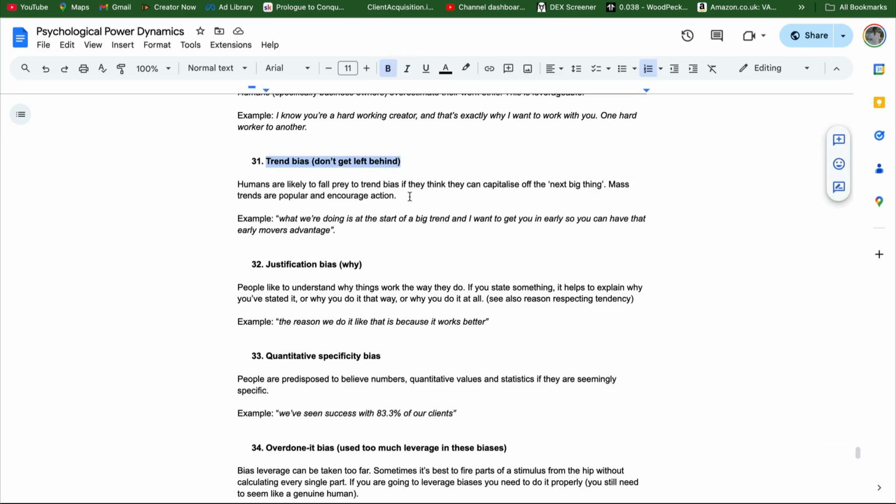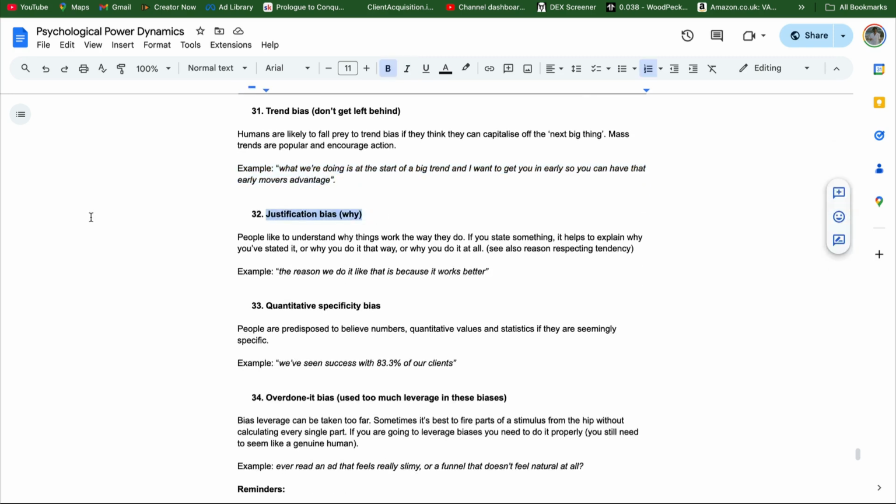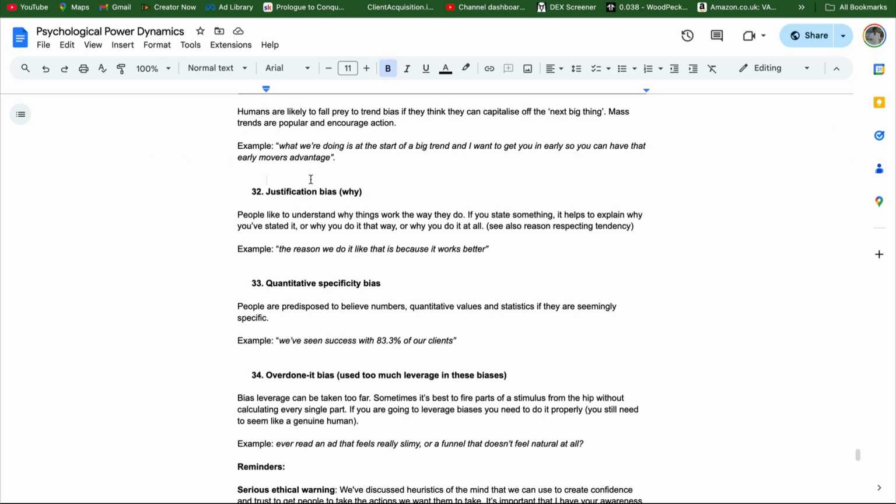Trend bias. Humans are likely to fall prey to trend bias if they think they can capitalize off the next big thing. Mass trends are popular and encourage action. Example, what we're doing is at the start of a big trend, and I want you to get in early so that you can have an early mover's advantage, right? So what we're doing with YouTube right now is at the start of a massive trend, and I really want to get you in early so that you have the early mover's advantage and be set. And if you leave it too long, then it's not going to be as effective.